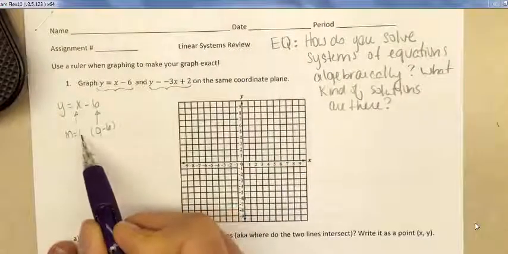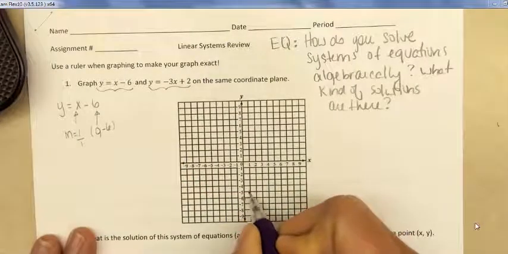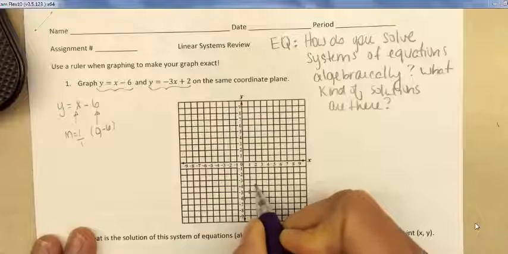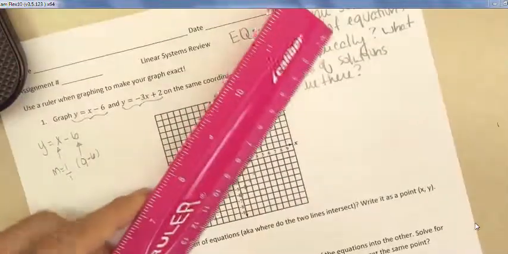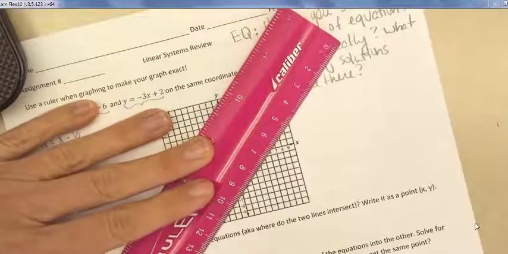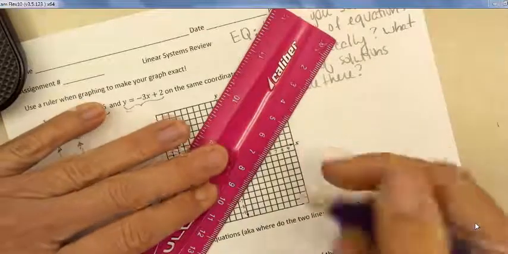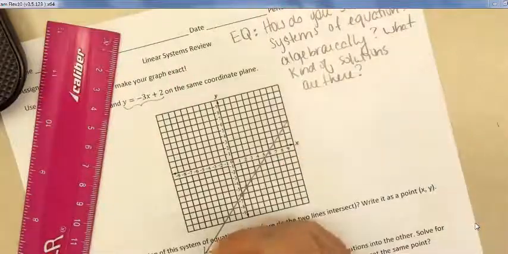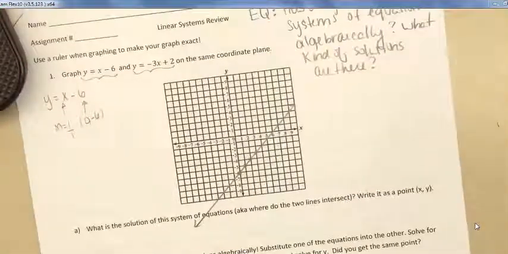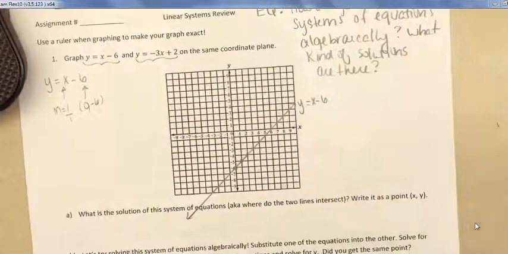And from there, I can use my slope, and slope is rise over run. So up 1 over 1. And maybe do that a couple times so we can get an exact graph. Okay, and then I'm just going to draw a line, trying to make my graph as exact as possible. Okay, so this is y equals x minus 6. Especially when you're graphing more than one, you want to label them.